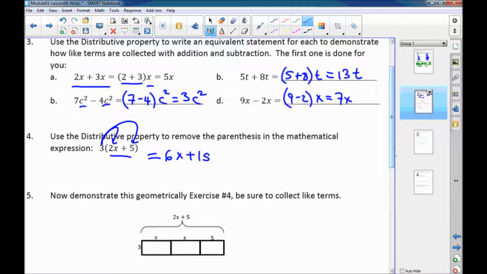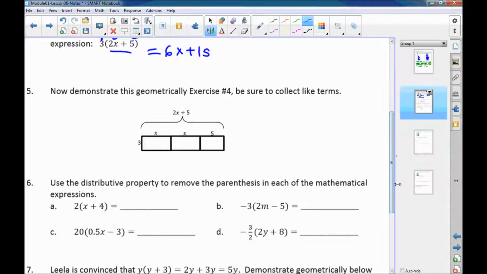Okay, so we can distribute, and we could show this geometrically, how that works. So we're doing 3 times 2x plus 5.